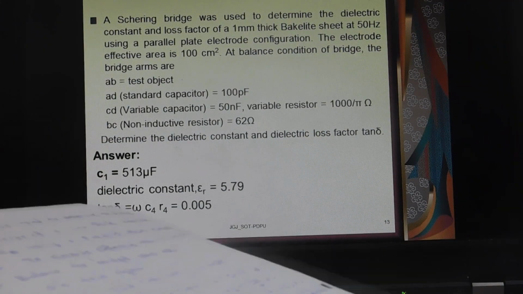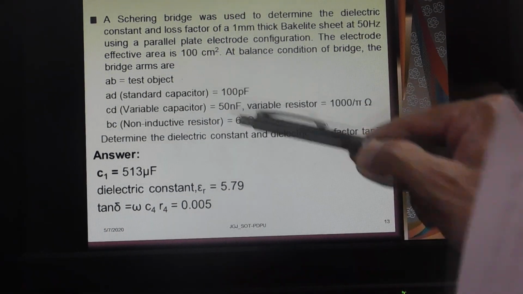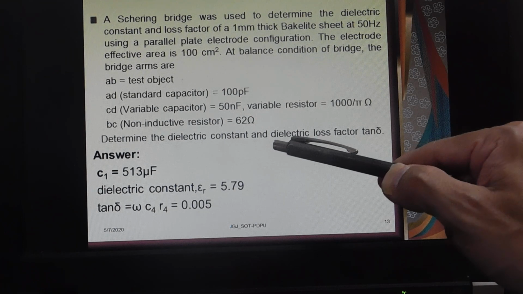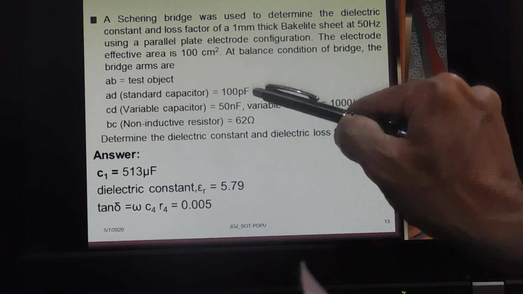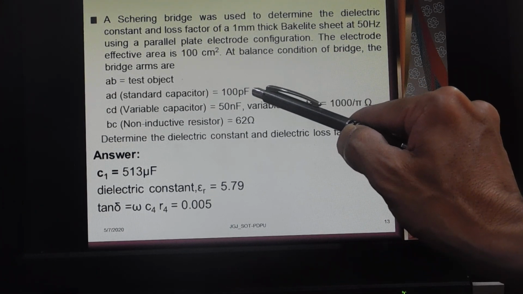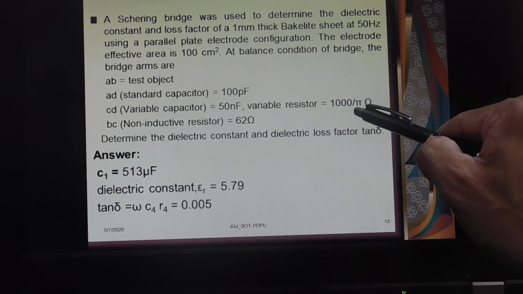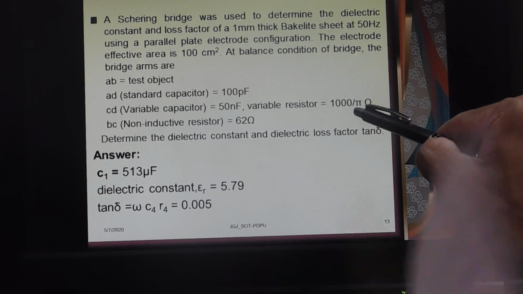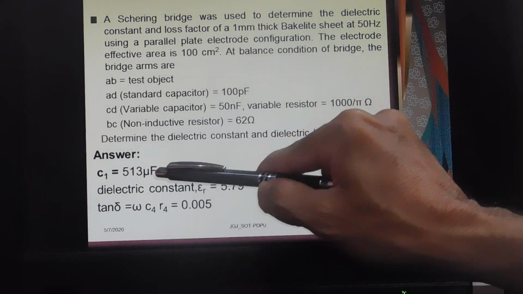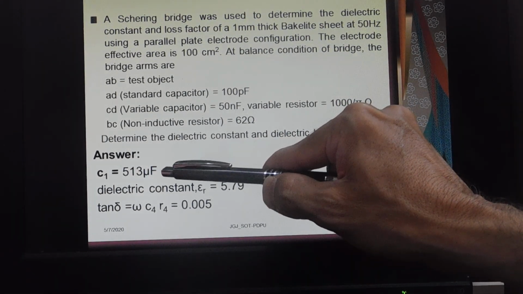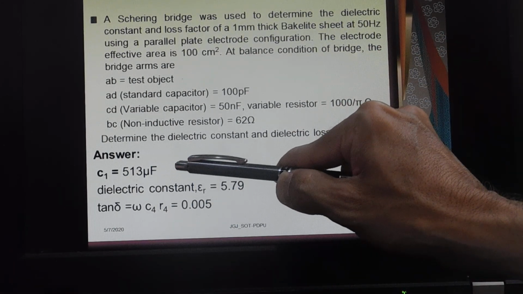So how to calculate? By using the equation we already discussed, C1 is equal to C2 R4 divided by R3. Now C2, that is the standard capacitor, 100 picofarad is given, then the variable non-inductive resistor, 1000 divided by pi ohm, is given, and R3 is also given, and therefore we can calculate the value of C1, that is the unknown capacitance or the capacitance of the bakelite sheet, equal to 513 microfarad.